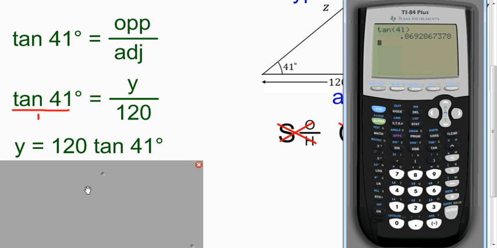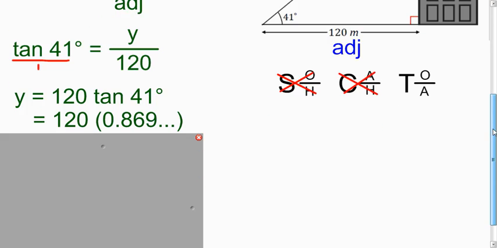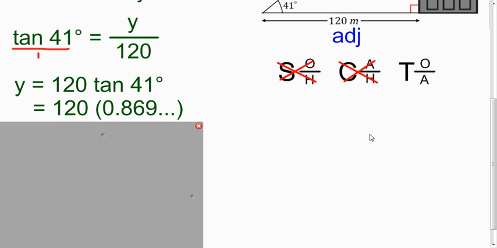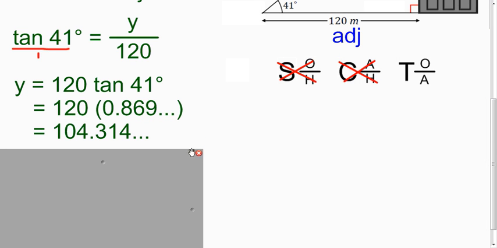Now, you can put that down as a step and then multiply, but sometimes you'll make a mistake in copying the number or in rounding. So what I like to do is I just put this entire expression in the calculator and then write down the answer. So while tangent of 41 is about that number, we get a more precise answer and less prone to making errors if we just put 120 times the tangent of 41 degrees in the calculator. And we get about 104 meters for the height of the building.